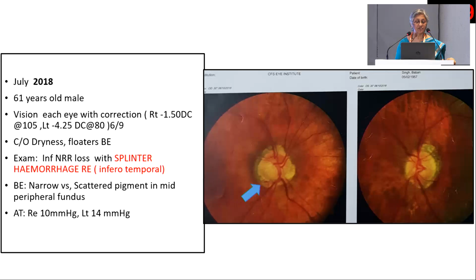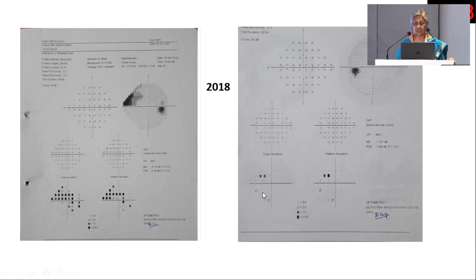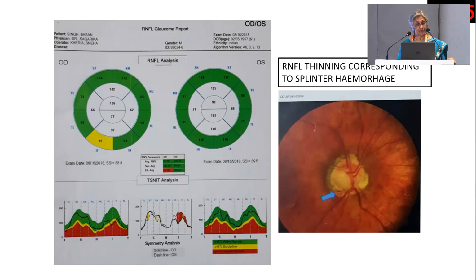July 2018, a 61-year-old male. The patient had myopia, left eye more, and on examination he had NRR loss present definitely inferiorly out here. You can see another thing, there was a splinter hemorrhage, and the pressures were absolutely normal. Correspondingly, the field had a definite defect in the right eye superiorly, and on the OCT there was definite thinning in that corresponding area.